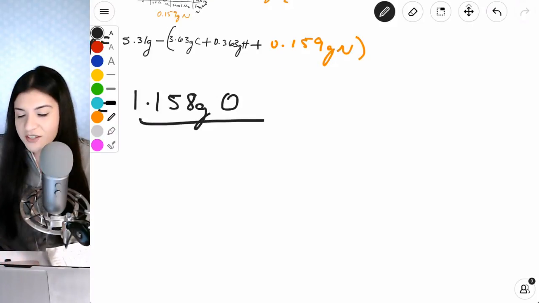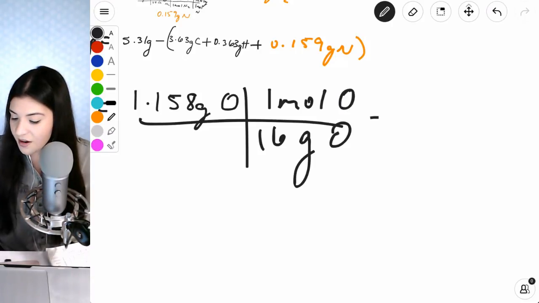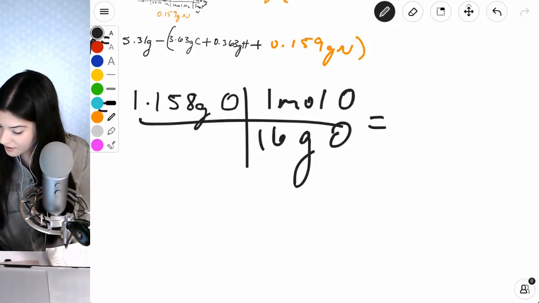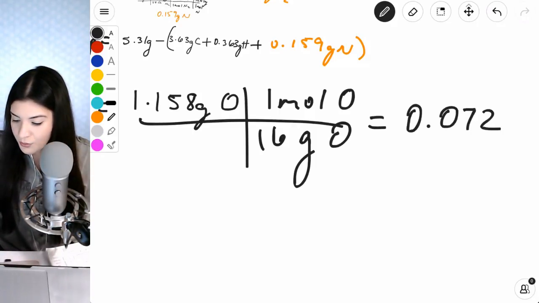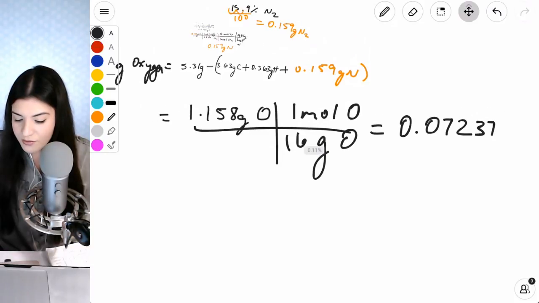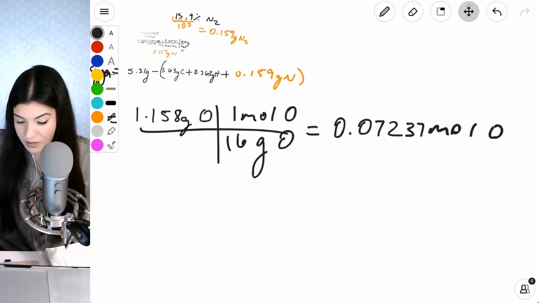So starting with the oxygen, I'm going to change this back into moles by dividing by the molar mass of oxygen and going from there. So dividing this by 16, we would get 0.07237 moles of oxygen. And I'll do the same thing with all of the others that we found.